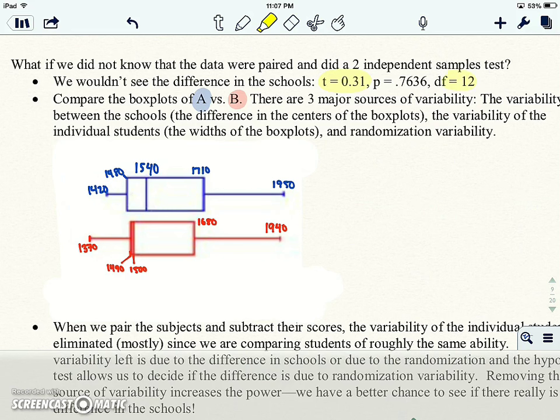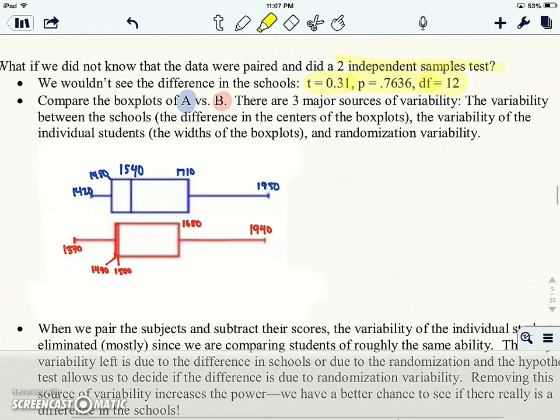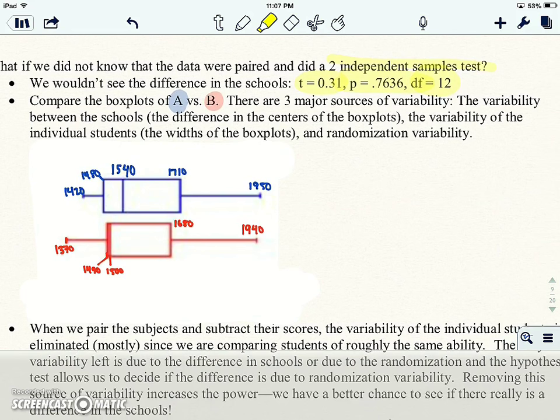And then of course the degrees of freedom tells us the shape of our t-curve, and that is found by the calculator for the two independent sample t-test. Basically, we would fail to reject our null hypothesis that the schools were different. We can look at these two box plots to show the three major sources of variability that caused this wrong conclusion. The first is the variability between the schools, and that's the difference in the center of the box plots.